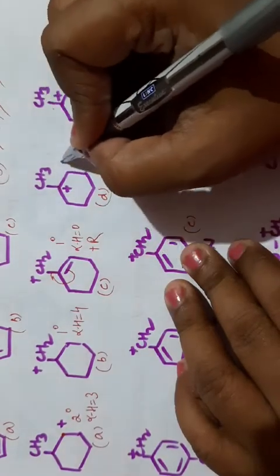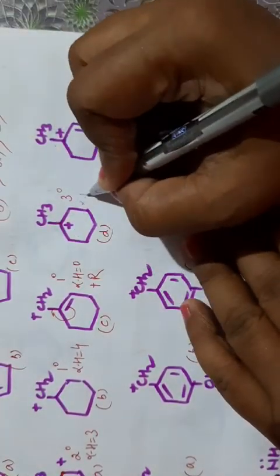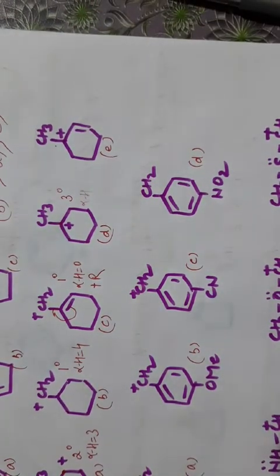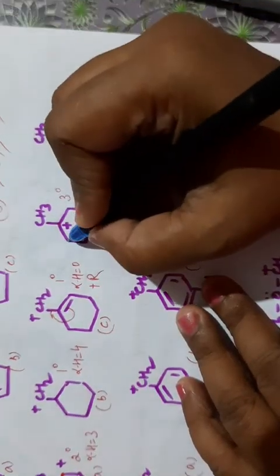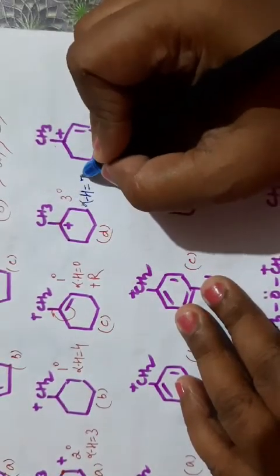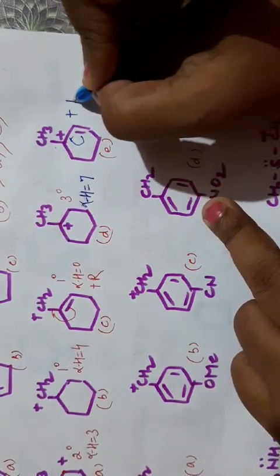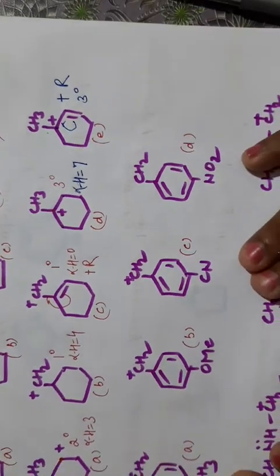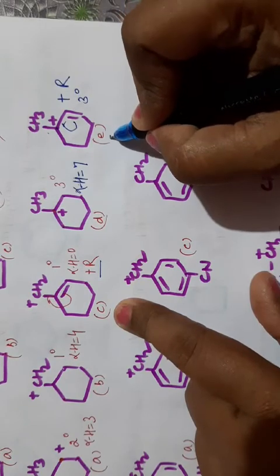Here this is a 3-degree carbocation and the alpha hydrogens are 2 plus 2, 4, 4 plus 3, 7. Then here resonance, plus R effect is there. Further, it is a 3-degree carbocation. So resonance is taking place in these two structures, C and E.